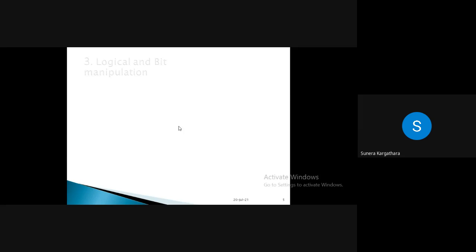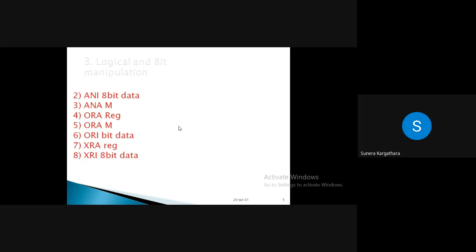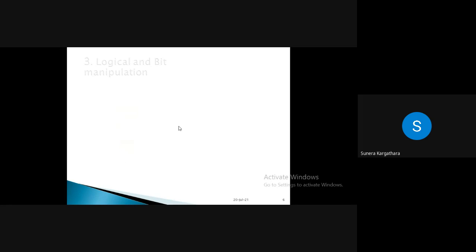Yes, correct. So with this group, we had discussed a few instructions based upon ANDing, ORing, XORing operations, right? We discussed the six instructions, which basically perform ANDing, ORing, and XORing operations. Along with that, today we want to discuss comparison and rotation.